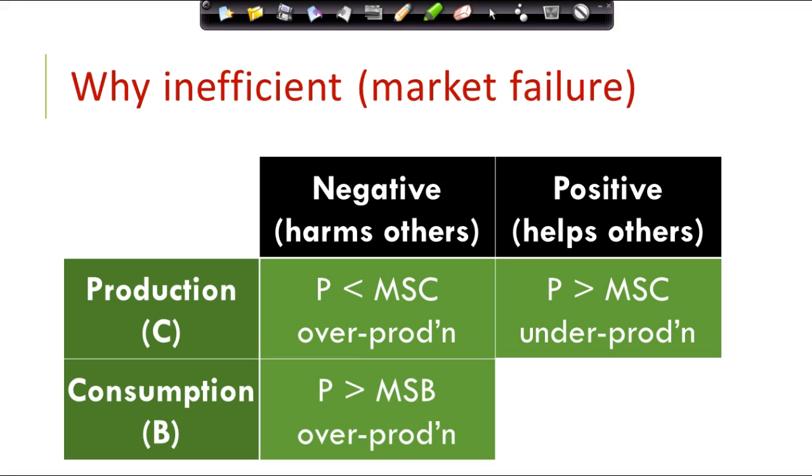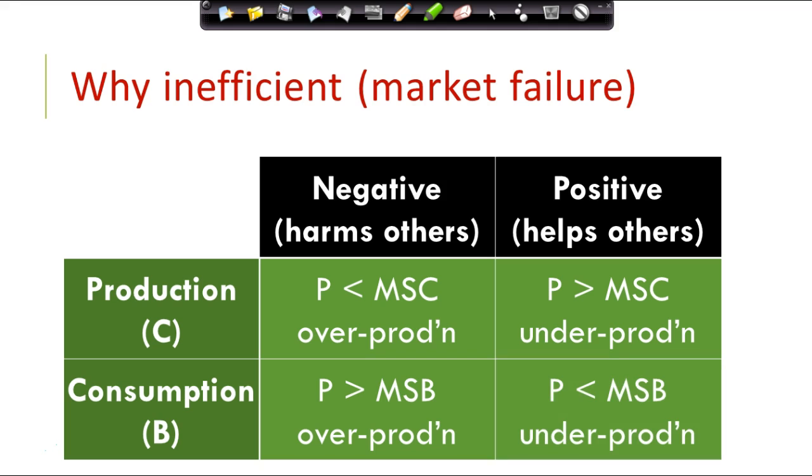In the case of negative externalities of consumption, we say that the harmful effects on bystanders due to the consumption of the product, due to demand for the product, are not reflected in the price. So the price will be greater than the marginal social benefits that accrue to society. As a result, there'll be overproduction of this product, overconsumption of the product, and overallocation of resources to this market.